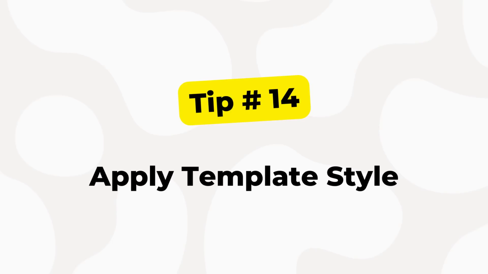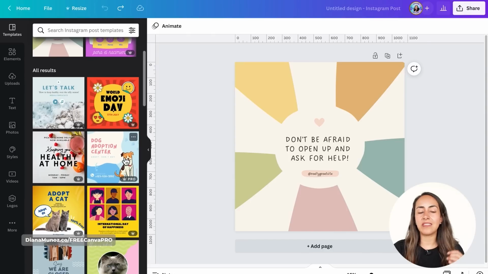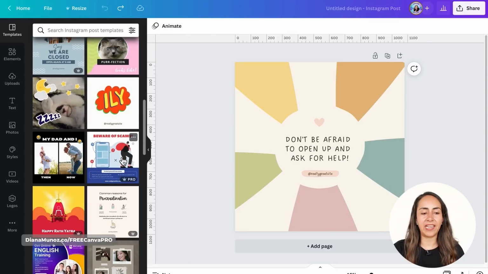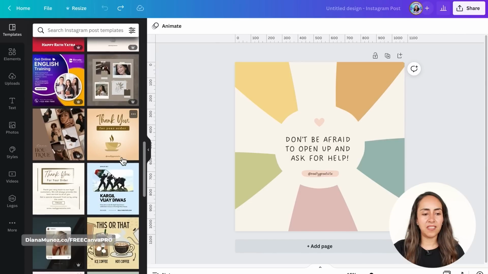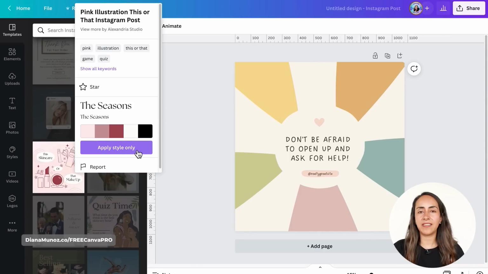Let's say that you are working on a design, but you would like to see how this design looks with a different style. I'm gonna go to the templates section, and I'm gonna try to find a template style that I like. So let me see, what do we find in here? Let's say that I want to try this template style on my design. You're gonna click on the three dots and then apply style only.